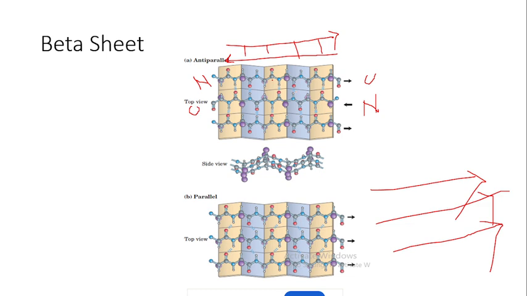And the interactions are happening in such a way that NH of the first layer is interacting with CO of the second layer by hydrogen bond. Here, CO of the first layer is interacting with NH of the second layer. Again, NH of the first layer is interacting with CO of the second layer by hydrogen bond. This is anti-parallel beta sheet, and these strands are held close together by these hydrogen bonds. So now you understood why it is anti-parallel?